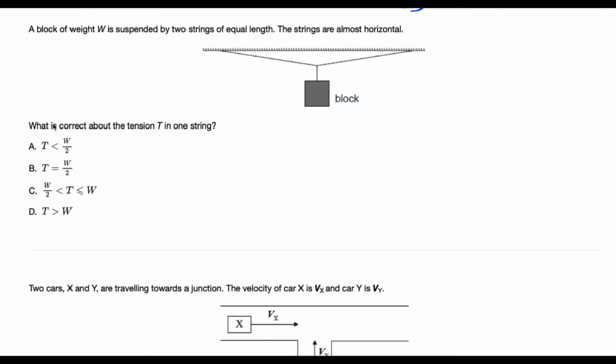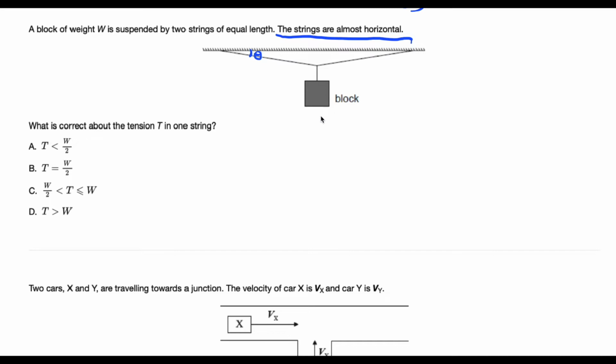A block of weight W is suspended by 2 strings of equal lengths. The strings are almost horizontal. What is correct about tension T in one string? So one thing to underline here is the strings are almost horizontal, meaning that the theta here is extremely small.